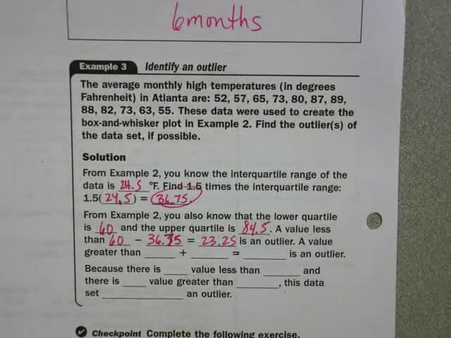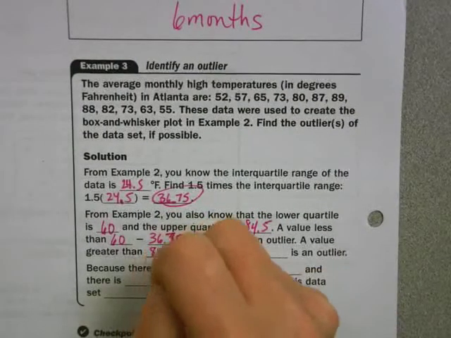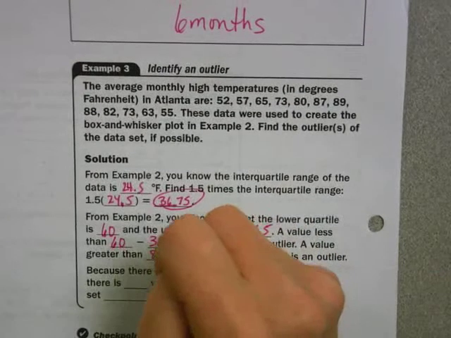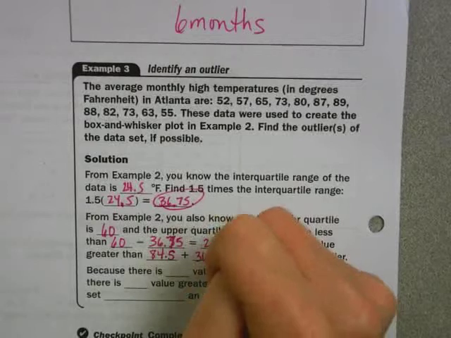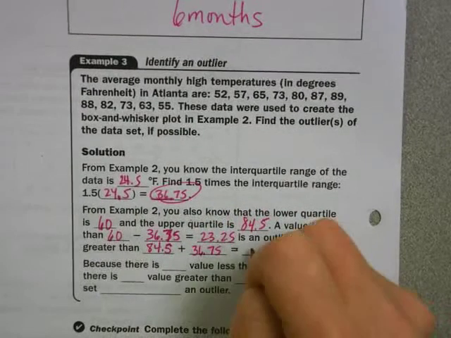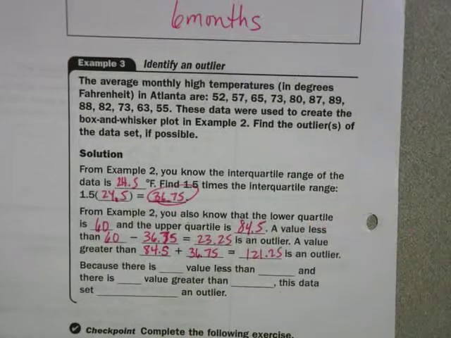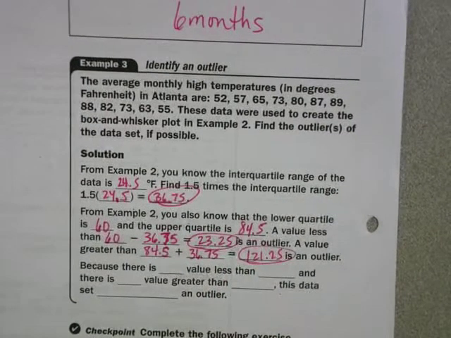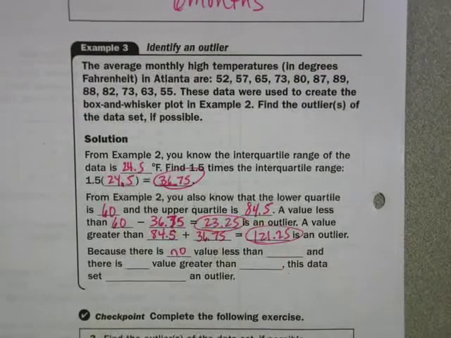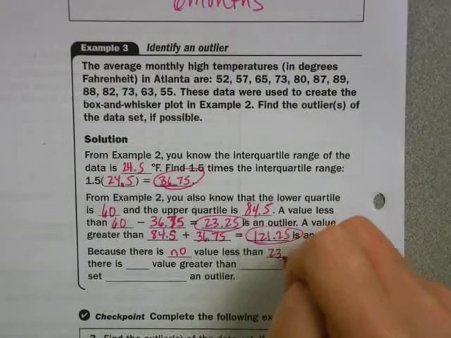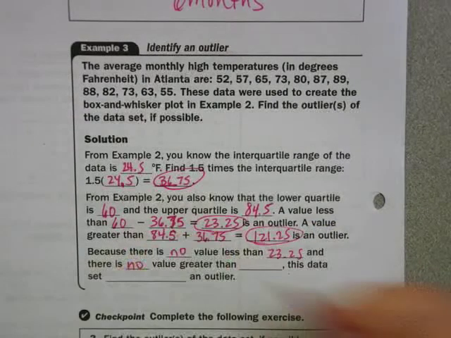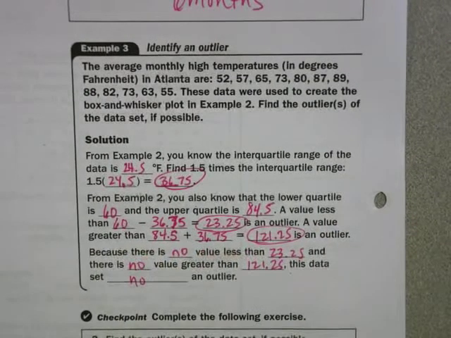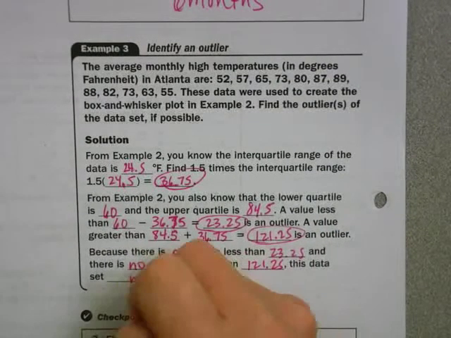Okay? A value greater than our upper quartile, and then we add our upper quartile, which is 84.5, we add the 36.75 to it. If it's greater than 121.25, then we have an outlier. So it has to be less than this, greater than that. There are no values that are outliers, are there? There's no value less than 23.25, and there's no value greater than 121.25. So the data has no outlier, does not have an outlier.